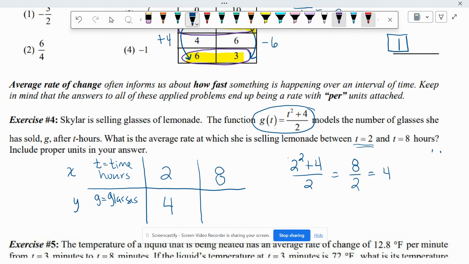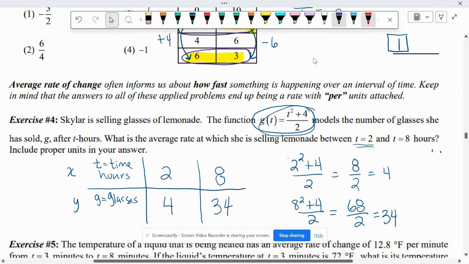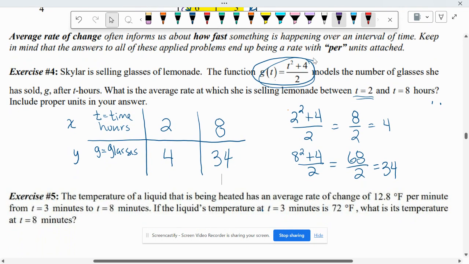Now let's evaluate this function again, but we're evaluating it for an input of what? 8. So 8 squared plus 4, 68, divided by 2 is 34. So when my input is 8, my output is 34. So we're trying to find the average rate of change, and I want to show you that this works the same way. It works the same way in a table.